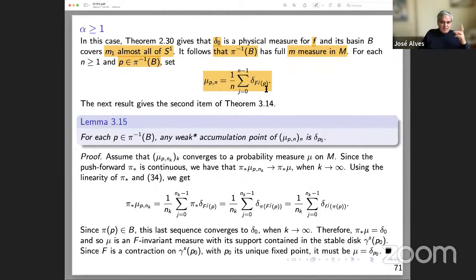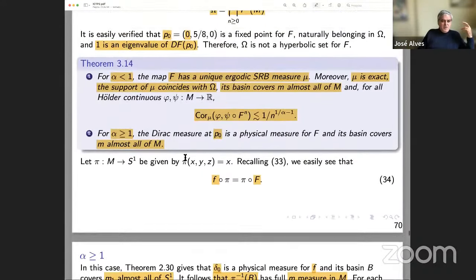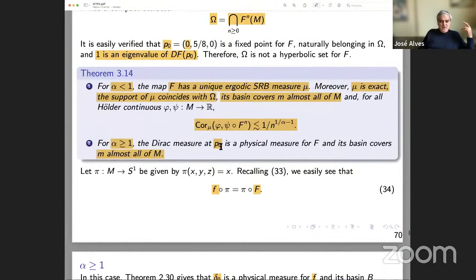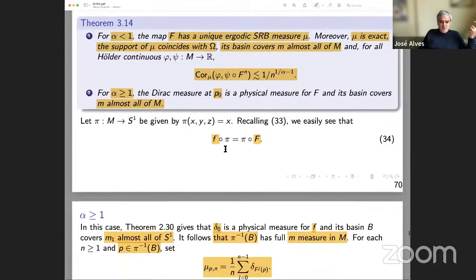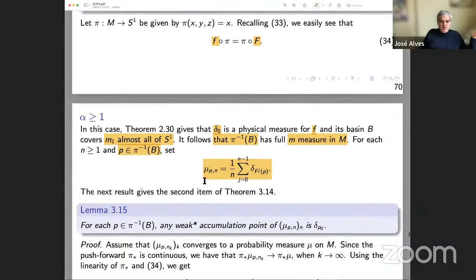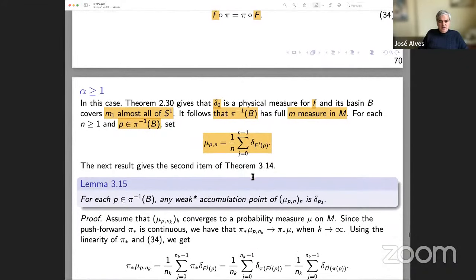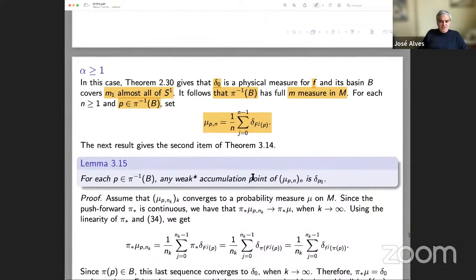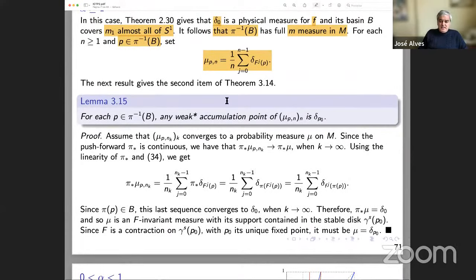So in this second case, we are proving that the Dirac measure at P0 is the physical measure for the system. So we want to prove that this sequence of measures, for any P, and this set has total Lebesgue measure in the solid torus, accumulates in weak star topology in the Dirac measure of P0. And this is given in this simple lemma.